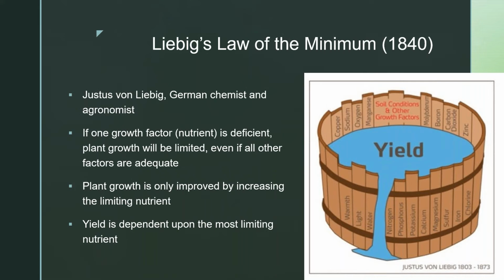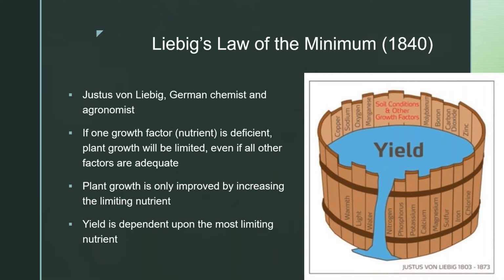Okay, so what does this mean? Well, he was looking primarily at plants and plant growth and how we can maximize crop yields. And he found that there's a lot of different growth factors. He was looking particularly in terms of different nutrients. There's a lot of different things that a crop needs. And he determined that it really doesn't matter how much of all those different things there are if one of them is lacking.